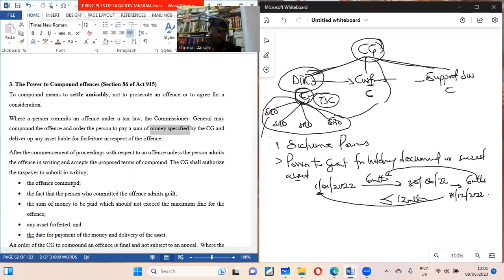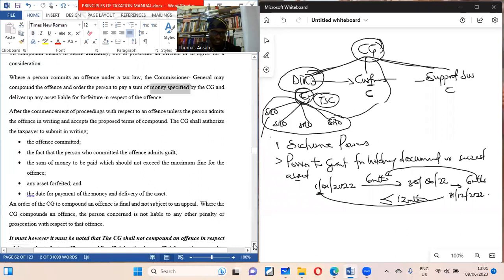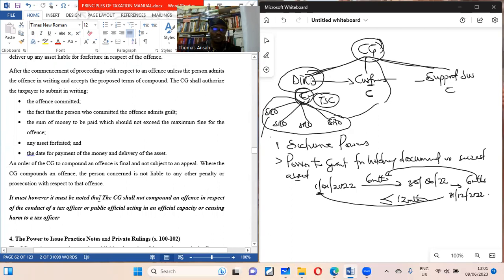However, this power has its limit. What is the limit? The Commissioner General shall not settle amicably an offense in respect of the conduct of a tax officer or a public official acting in an official capacity, or causing harm to an officer. If you are a tax officer and you collect a bribe, it doesn't mean the Commissioner General has the power to settle with you. It's a bribe. You have to face the court.